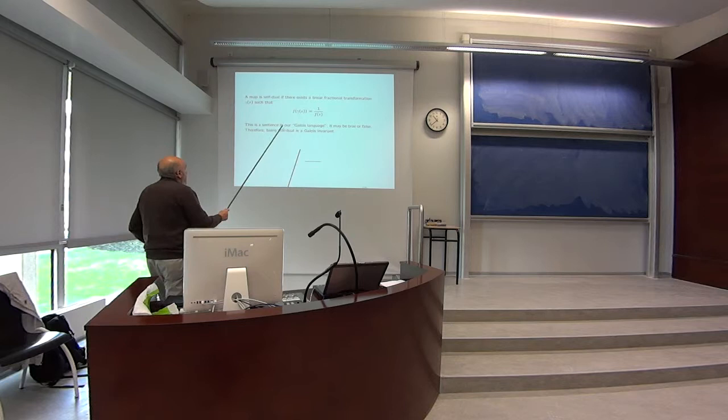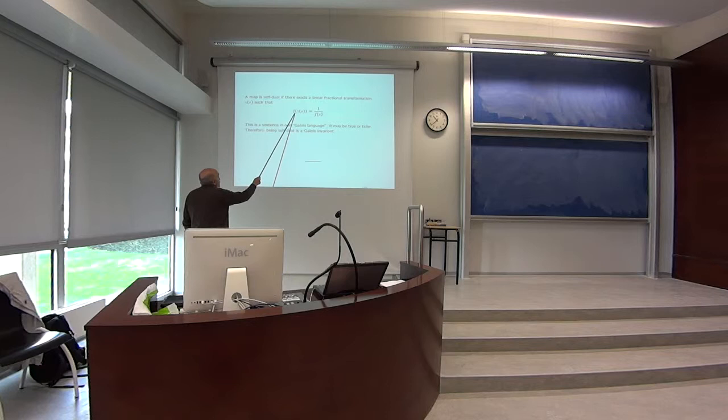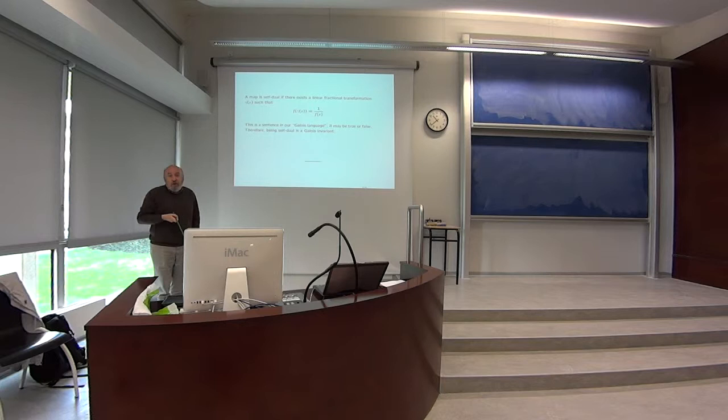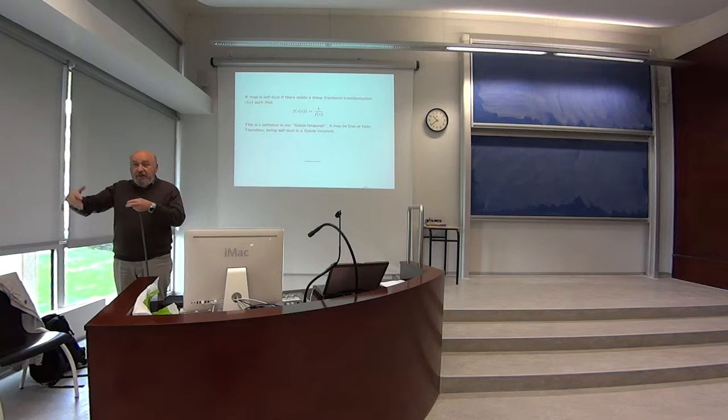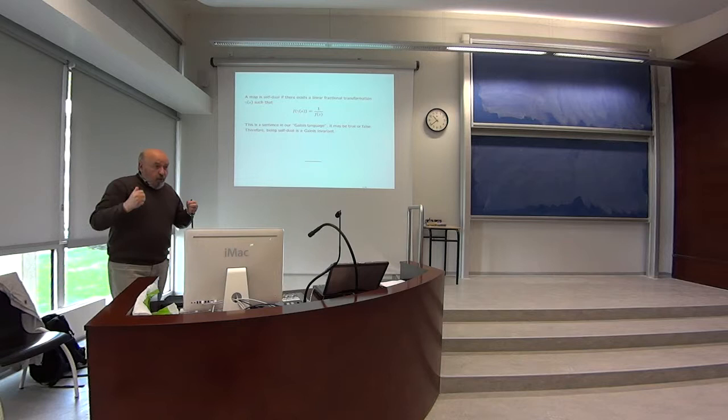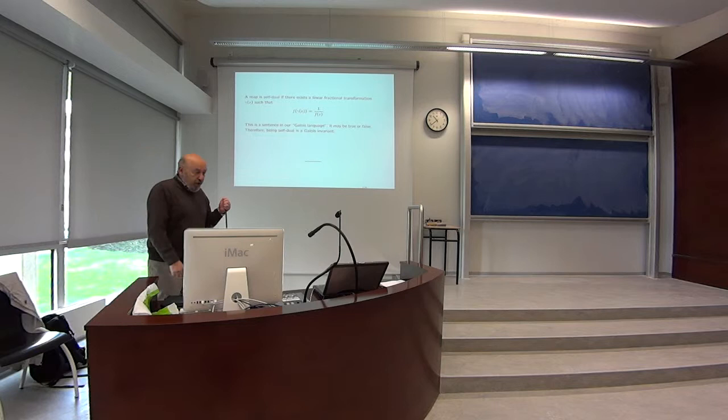So there is a linear fractional transformation gamma such that f of gamma of x is equal to 1 over x. And this is a statement of our Galois language: there exists something that is true. So if it is true for one object and not true for the other one, then they belong to different Galois orbits.